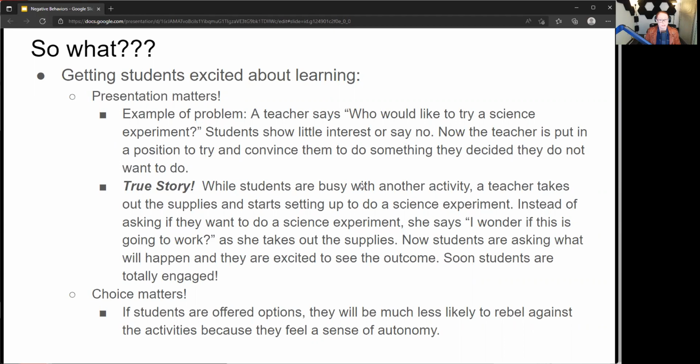Here's a true story of an instructor I know who started off by taking out some supplies. And instead of saying something like, who would like to try a science experiment, or who wants to do science with me? Instead, she said, I wonder if this is going to work. And she laid out some materials and she started messing around with them and setting them up. And she had liquids and she had testing tubes, and it looked really interesting. And so now students started asking, well, what's going to happen? What are you doing? And then all of a sudden they're interested and they're standing around and they want to get involved. The kids were ecstatic about that lesson.